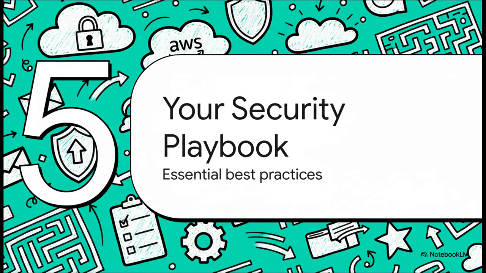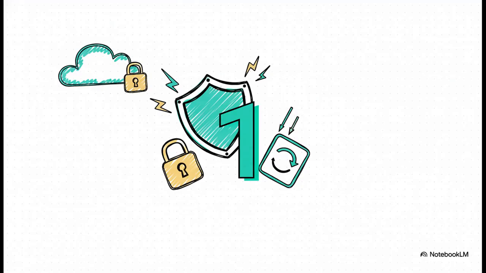All right, for our final section, let's turn all this theory into a real actionable playbook. These are the essential best practices you should go and check in your AWS account, like right now. Rule number 1, and this one is completely non-negotiable. Protect your root user. This is the God mode account you got when you first signed up. It can do absolutely anything, including deleting your entire account. So you need to lock it down with a crazy strong password, turn on multi-factor authentication, and then put it away in a virtual safe. Never, ever use it for your daily tasks.